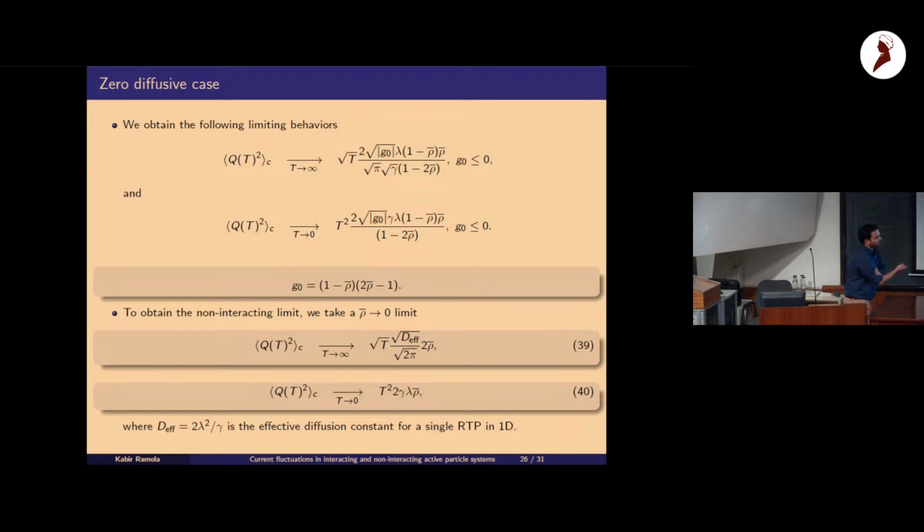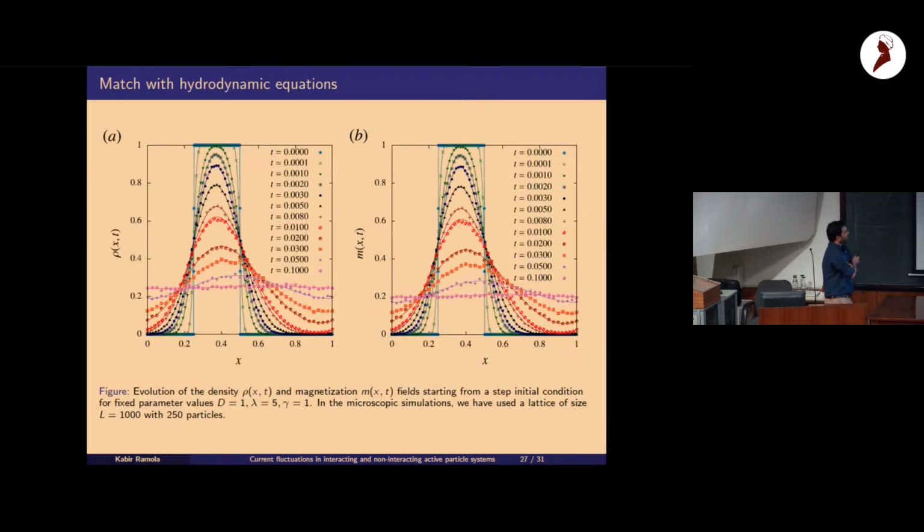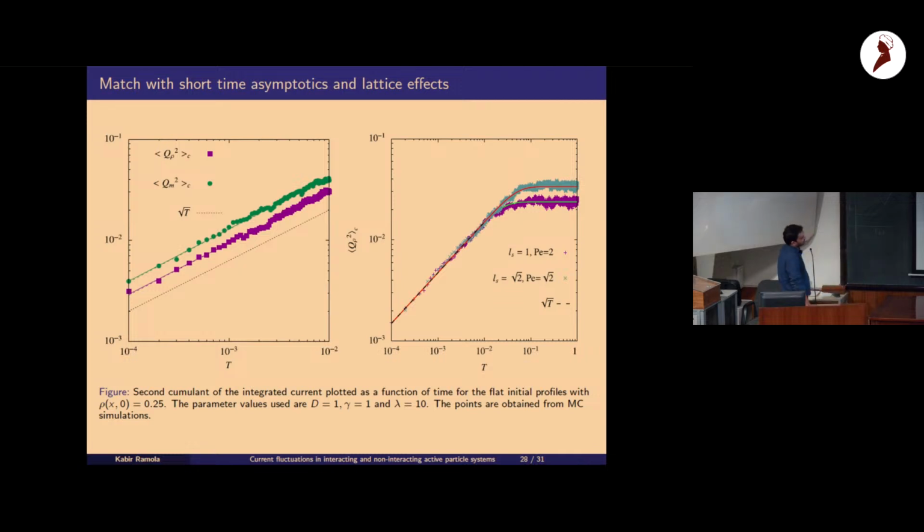So then I'll just show you some results from simulations. This is the match with the hydrodynamic equations for this interacting lattice gas model. You start with some step initial profile, and you just run the hydrodynamic equations, and the simulations exactly match with the hydrodynamics. So the rho and the m fields exactly match. And using this, you can actually also do the fluctuating hydrodynamics. I won't go into that. Here is the match. Yes, please.